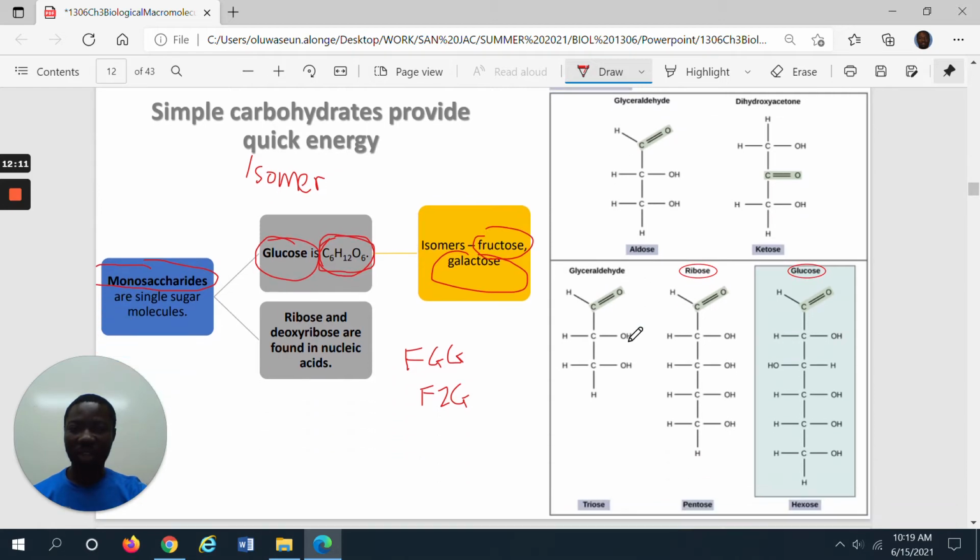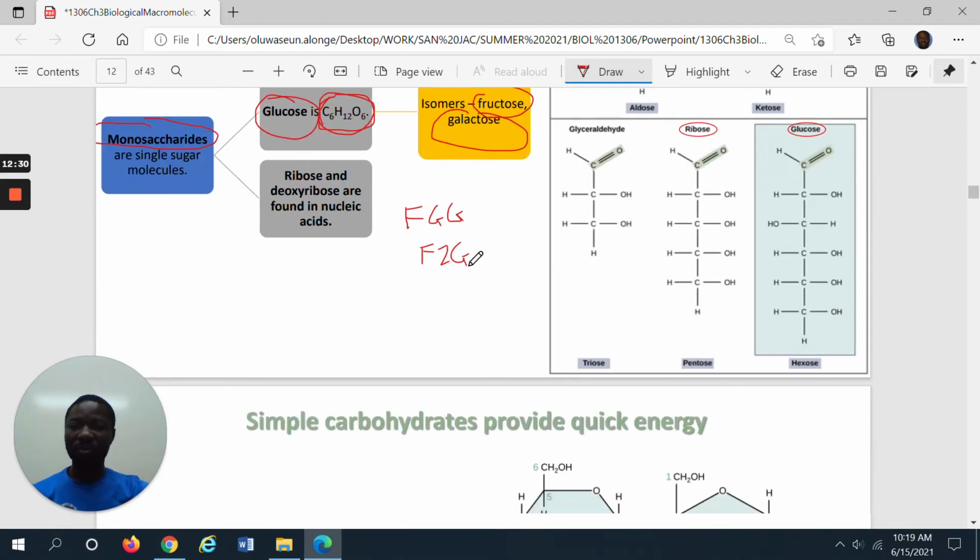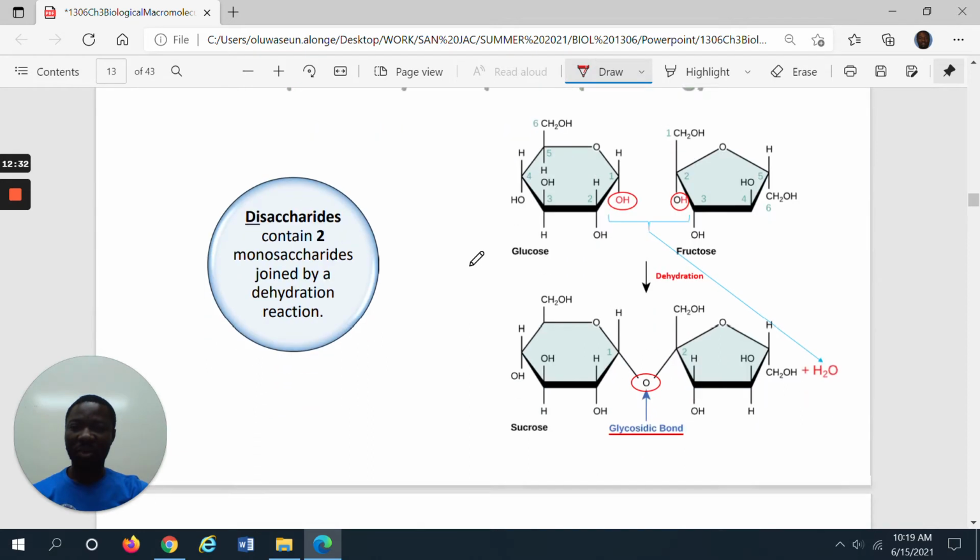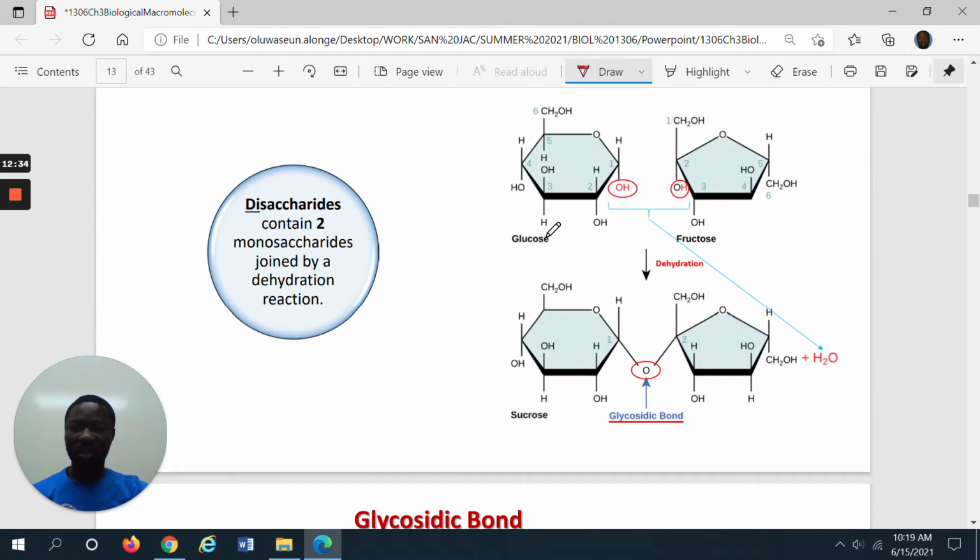Those are isomers. They have the same molecular formula, but different structural formula, meaning that they can be arranged different ways, even though they are the same. They have the same molecular formula, but the arrangements may be different. So for glucose, you can have different arrangement. Now look at it. This is glucose, and this is fructose.